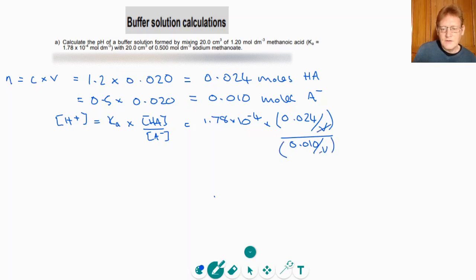There we can cancel the volumes, and our H plus concentration is 1.78 times 10 to the minus 4 times 0.024 divided by 0.01, and that gives us 4.272 times 10 to the minus 4 moles dm minus cubed of H plus. Let's make that a little bit smaller.